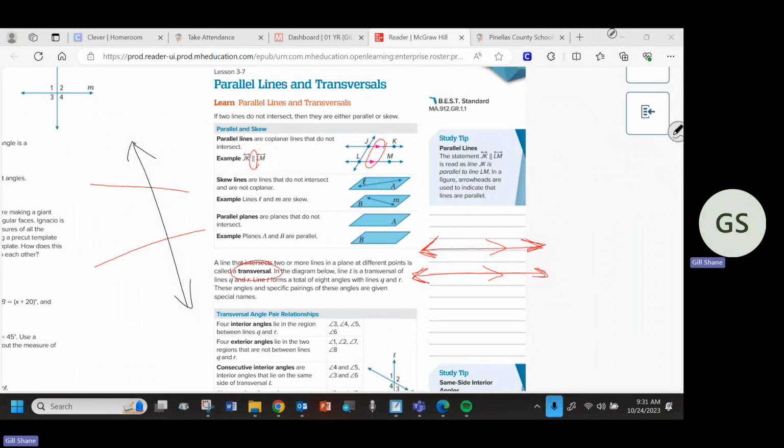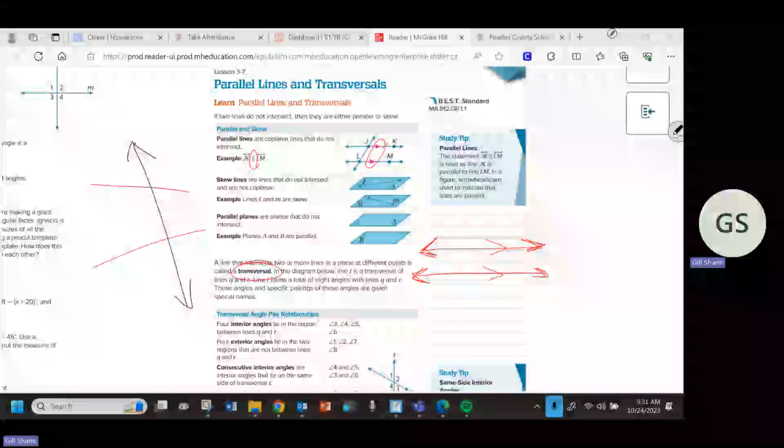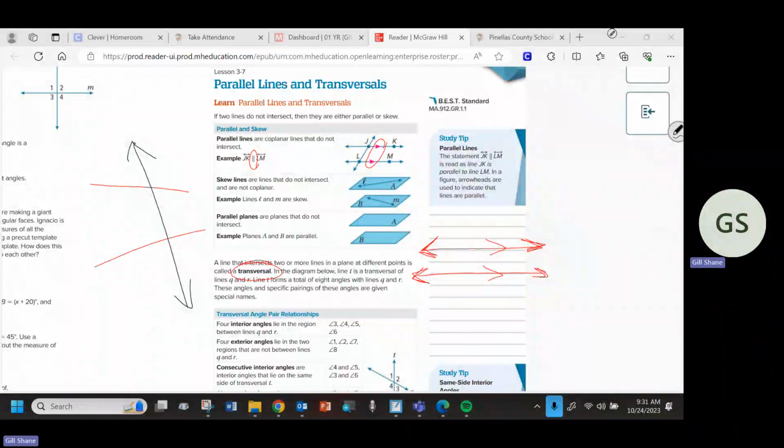These lines don't really have a specific name, the two red lines. If they're parallel, well, we would normally say the two parallel lines, but if they're not parallel, we don't really have names for the two lines. And I think that's it for that piece.